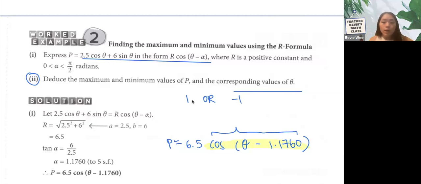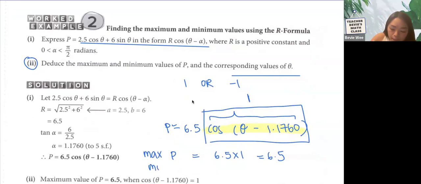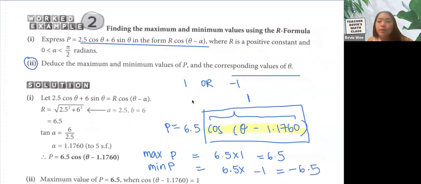Okay, it will occur when this part over here, it's equals to 1. That's the max value. So P, max P, it's equals to 6.5 times 1, which is 6.5. That's your maximum value of P. Then minimum, it will be -1, right? Minimum P, it will be 6.5 times -1, which is -6.5. Sure, why is it 1 and -1?